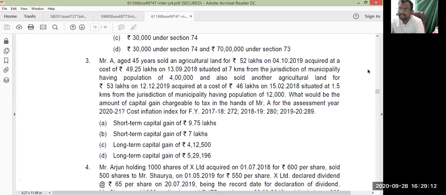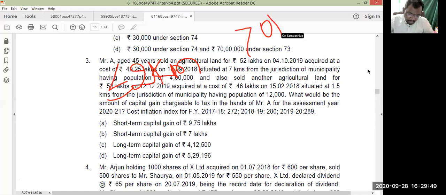If the distance is less than or equal to 8 kilometers from the municipal local limits, the population should exceed 10 lakhs. We have seen those location-specific conditions and population-specific conditions: the distance condition and the population condition. If the distance is less than or equal to 2 kilometers from the municipal local limits, the population should exceed 10,000 but not exceed 1 lakh.